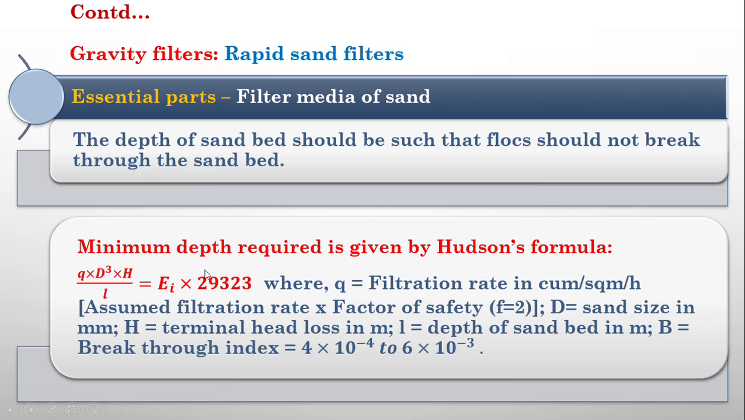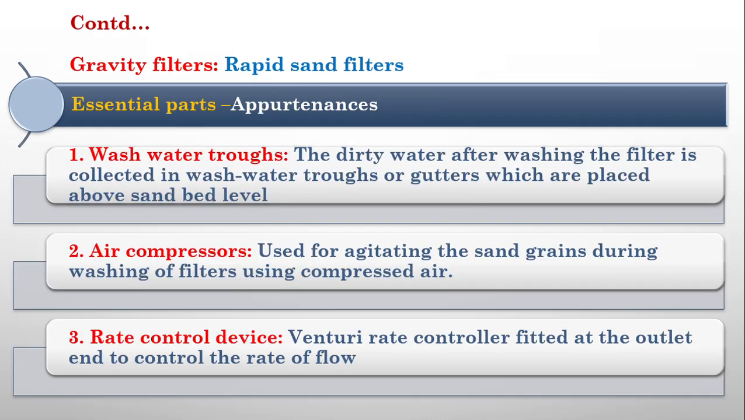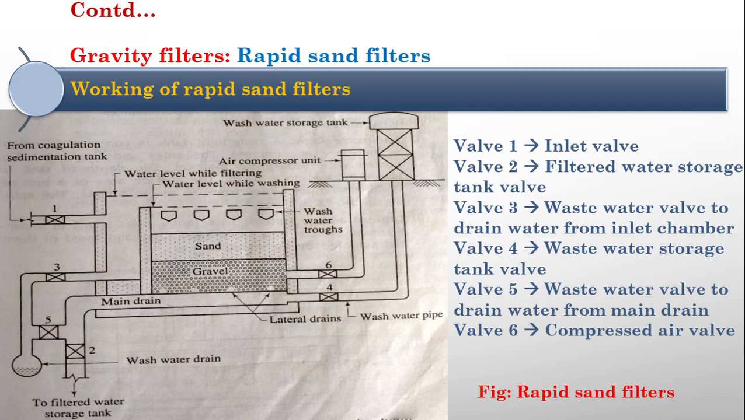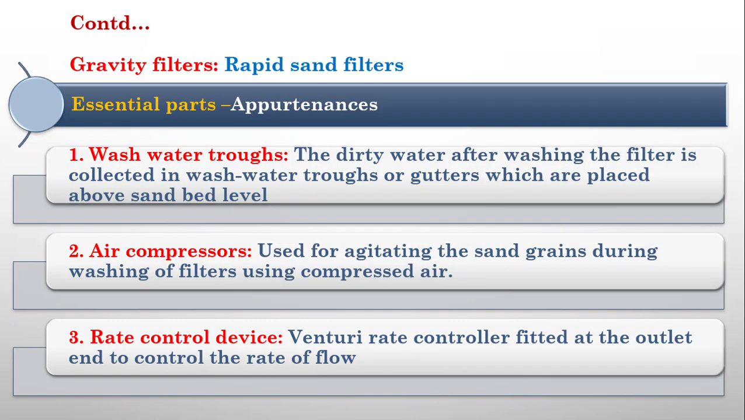This formula is mainly used for calculating the depth of sand layer to be given for a particular type of filter. And the final part is appurtenances. Many appurtenances are used. Wash water troughs are used for collecting the water after washing the filter. I will show you the troughs and all.